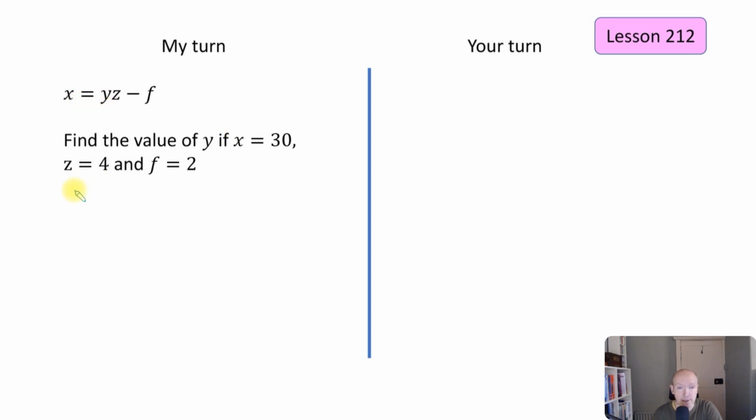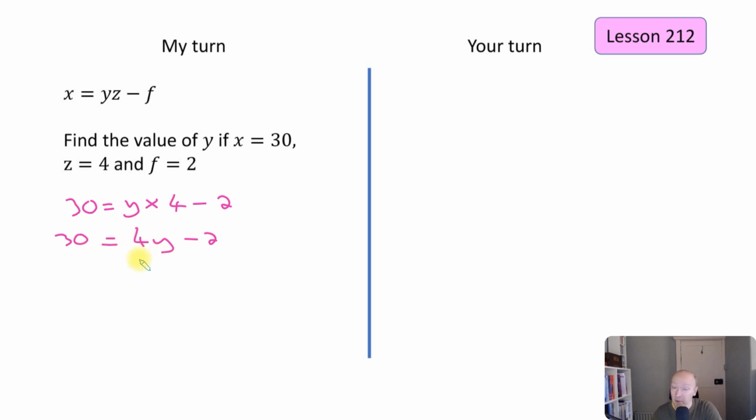So x is 30, so 30 equals y times z is 4, y times 4 minus f is 2. Now a couple of things I can do here straight away. One is y times 4 is 4y. So I'm going to just write it like that, take that times sign out, because I think it's just easier to handle if it's written as 4y, minus 2, and that's 30.